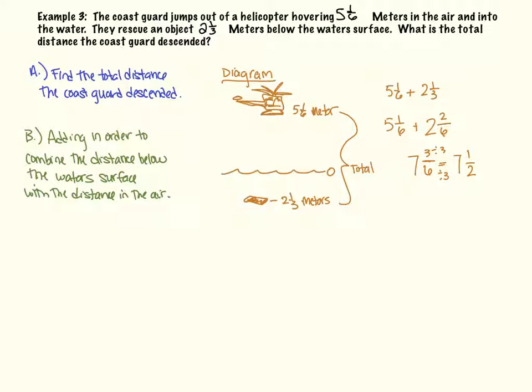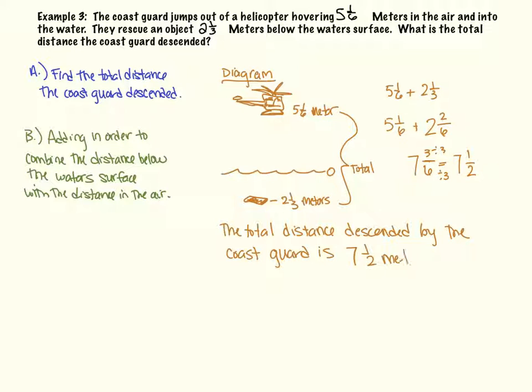So let's go ahead and sum up this problem by saying the total distance descended by the Coast Guard is 7.5 meters. All right. Go to the next screen.